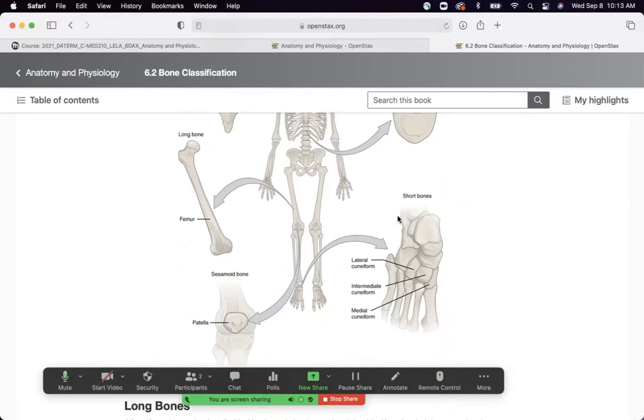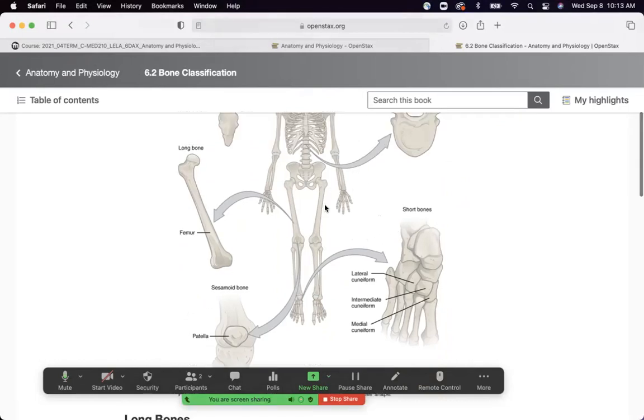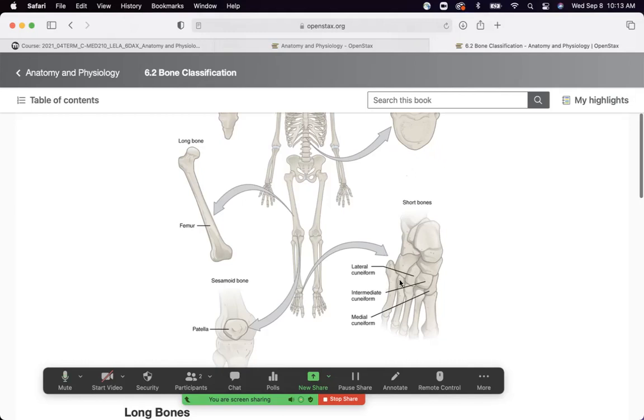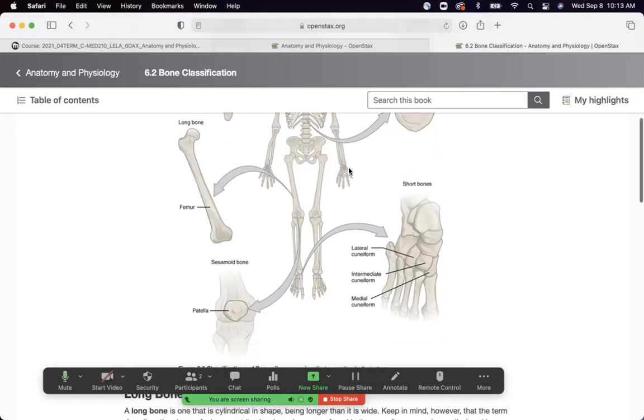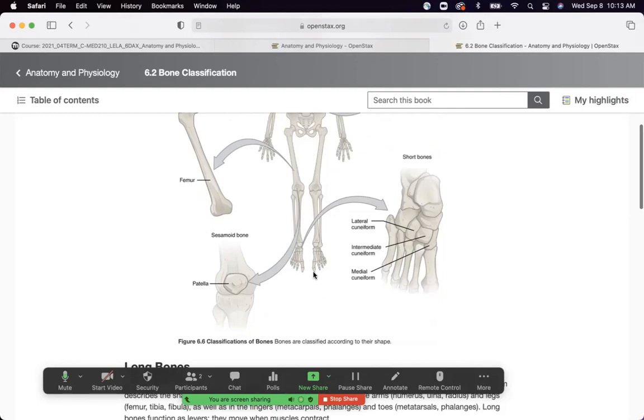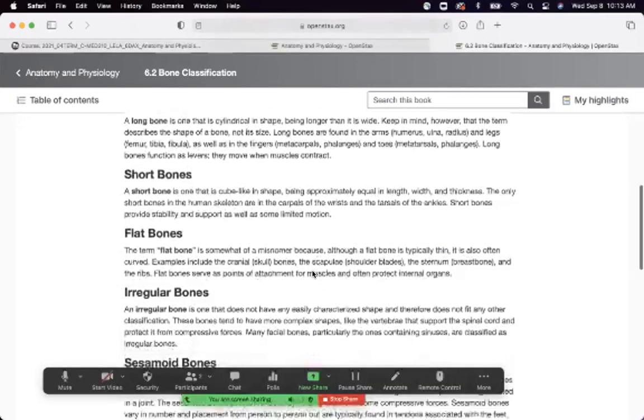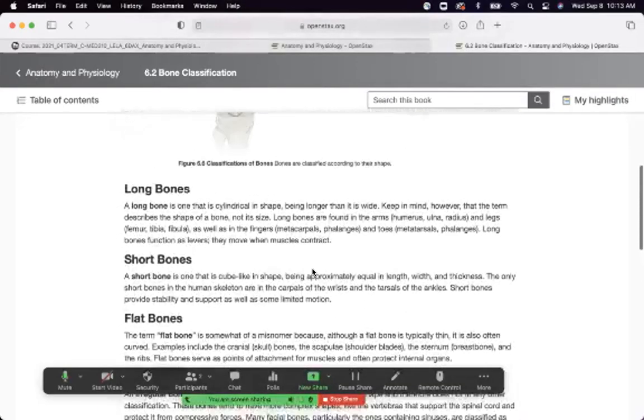You also have short bones. And I want you to think of the short bones in your ankles. Whoops, this is your ankle, sorry. And in your wrists, okay? They look like dice. So sometimes they call them cuboidal or short bones. And those are your carpals right here in your wrist, and your tarsals right here in your ankles. So that could be a potential question.